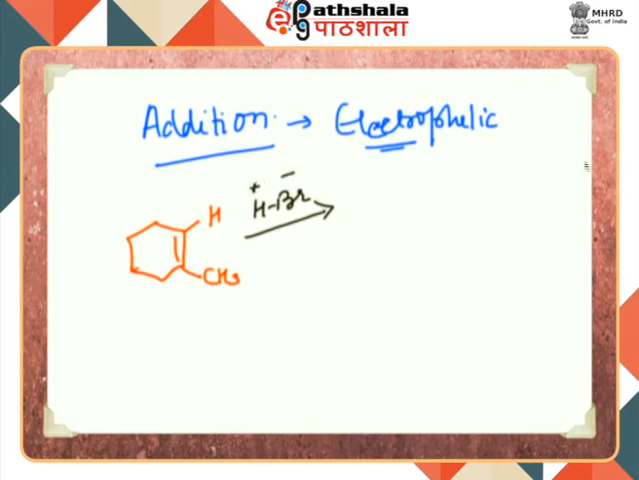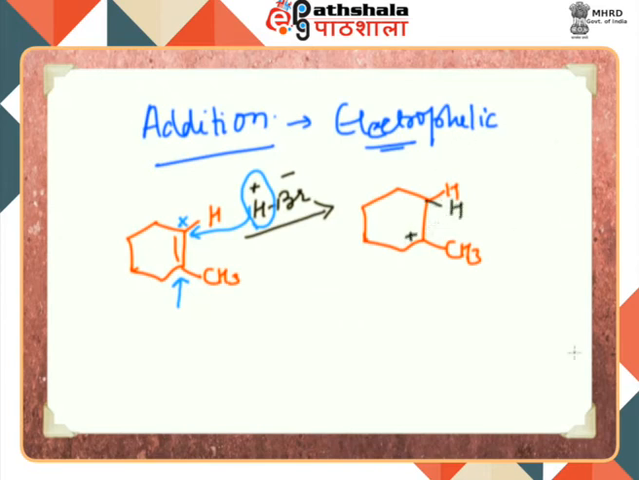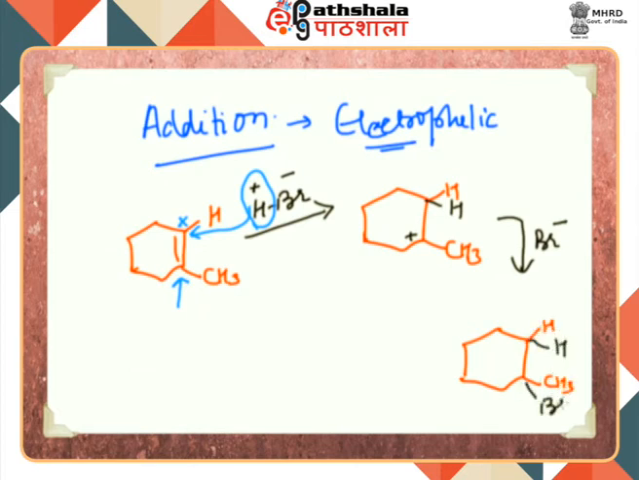The first attacking species is the H plus, and this will attack in a manner so that there is a generation of more stable carbocation, that is at the tertiary position and not at the secondary position. So what we get as a result is the hydrogen has added here, and as a result we get this carbocation, and further it is then reacted with Br minus, and we have the formation of this.